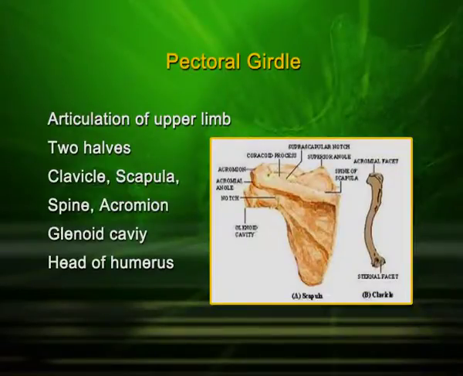You can see articulation of upper limb or forelimb with the pectoral girdle. You can see the glenoid cavity and two clavicles, scapula. This broad portion is scapula, and the upper part is spine, which is projected as acromion process, and just below that you find glenoid cavity, which is going to allow the presence of the head of humerus for total movement.